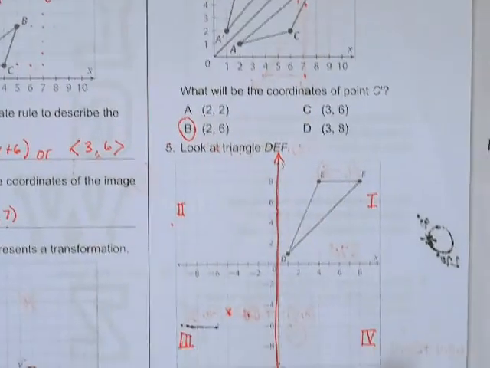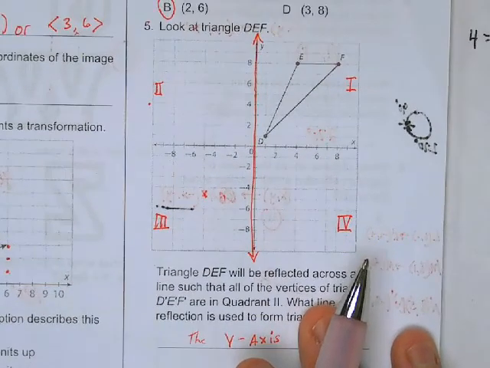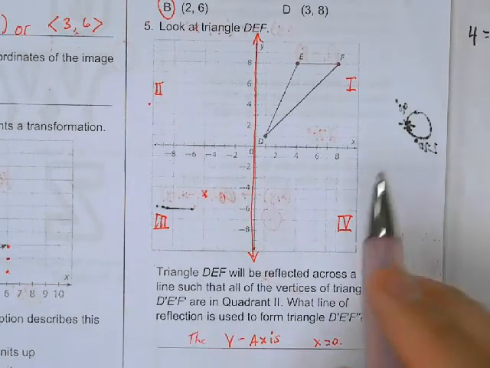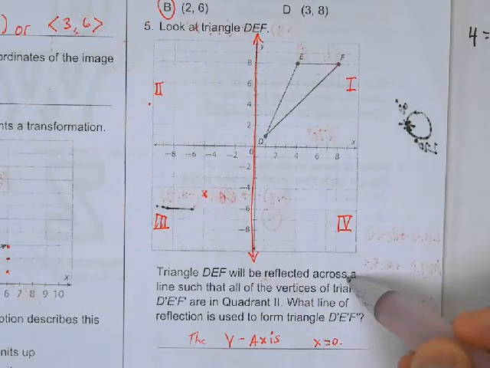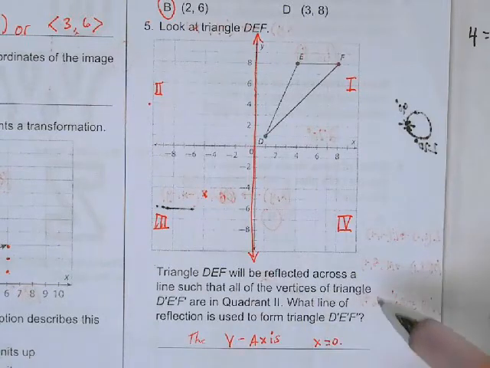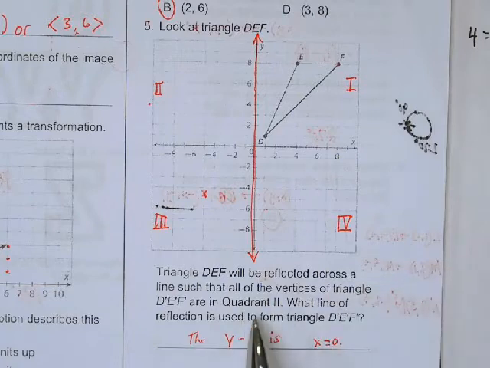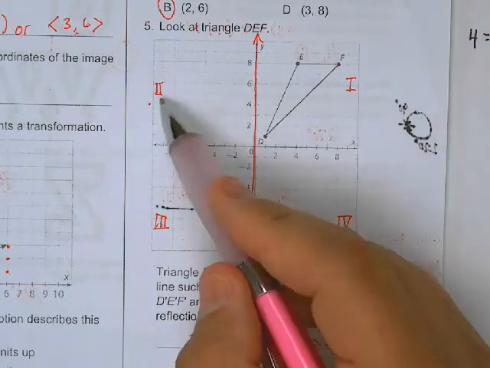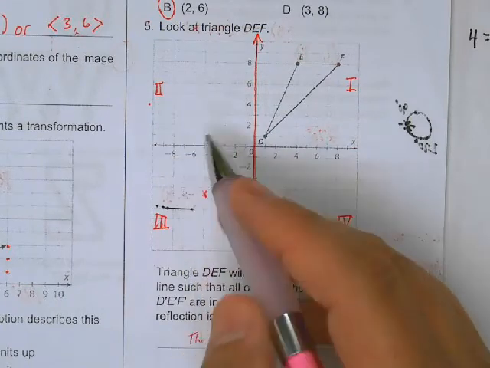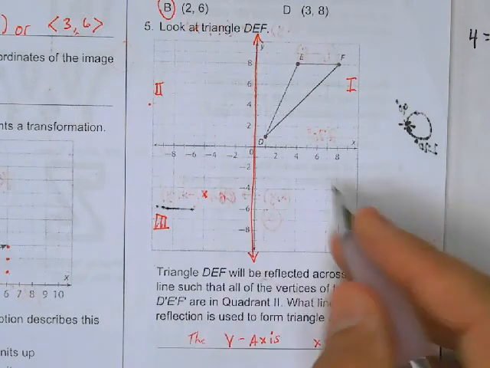Number 5. Probably the most often missed question on the quiz. Look at triangle DEF. Here it is. Triangle DEF will be reflected across a line such that all the vertices of triangle D prime, E prime, F prime are in quadrant 2. Very important. Here's quadrant 1. Here's quadrant 2, something we talked about more than once in class. Here's quadrant 3. Here's quadrant 4.